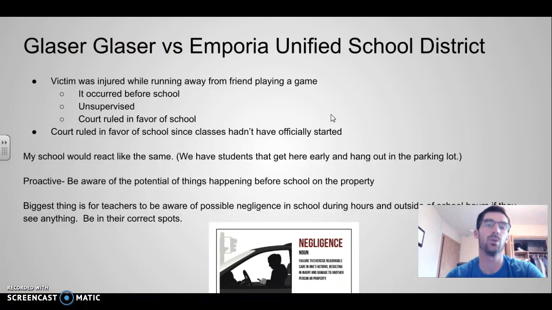My next one, number 2 out of the 5, is Glacier versus Emporio Unified School District. This one's kind of sad, in a sense, where two young boys are playing tag or soccer, or I believe tag, and the student was running away from his friend, ran into the street, and a car hit him. It occurred before school hours. It was unsupervised, and the court ruled in favor of the school. There were a couple of different reasons for this. Simply because there wasn't anybody watching, they couldn't really consider it negligence because it happened before school hours.